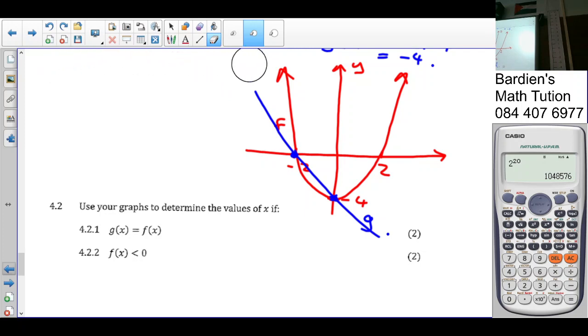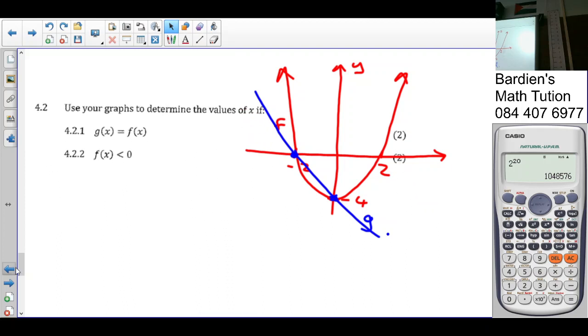I'm taking this off here so that I can keep the graph in focus.